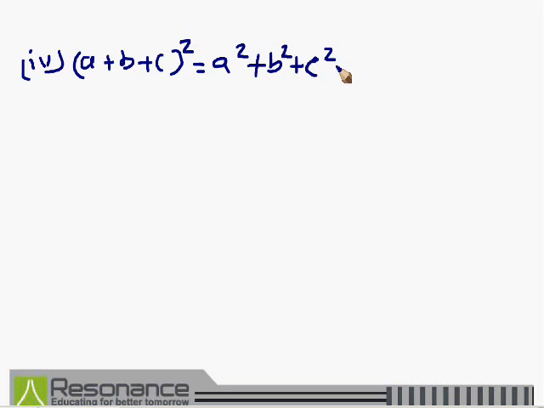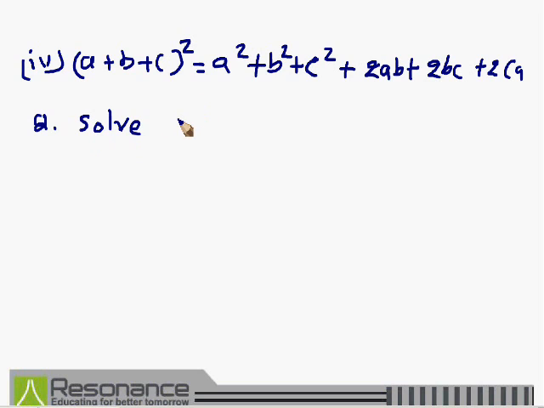Next, fourth identity is (a plus b plus c) whole square is equal to a square plus b square plus c square plus 2ab plus 2bc plus 2ca. Now here we solve some questions related with that identity. Question first. Solve (2x plus 1 upon x plus y) whole square. Then value of a is 2x, value of b is 1 upon x, and value of c is y.